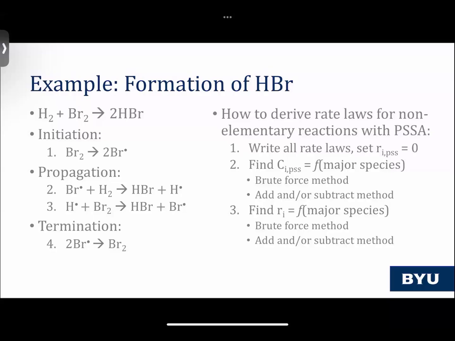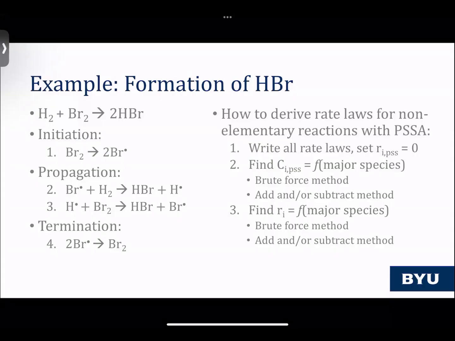And so you'll notice with each of these steps, we're only breaking 1 bond and forming another bond. So in step 1, we broke a bond. No other bonds were formed. In step 2, we broke the hydrogen bond and we formed the new HBr bond. So that's just 2. And then same thing with step 3, and then step 4, we only have 1 bond being formed. So this is what I mean. Elementary reactions typically only have 1 or 2 bonds being broken or formed.